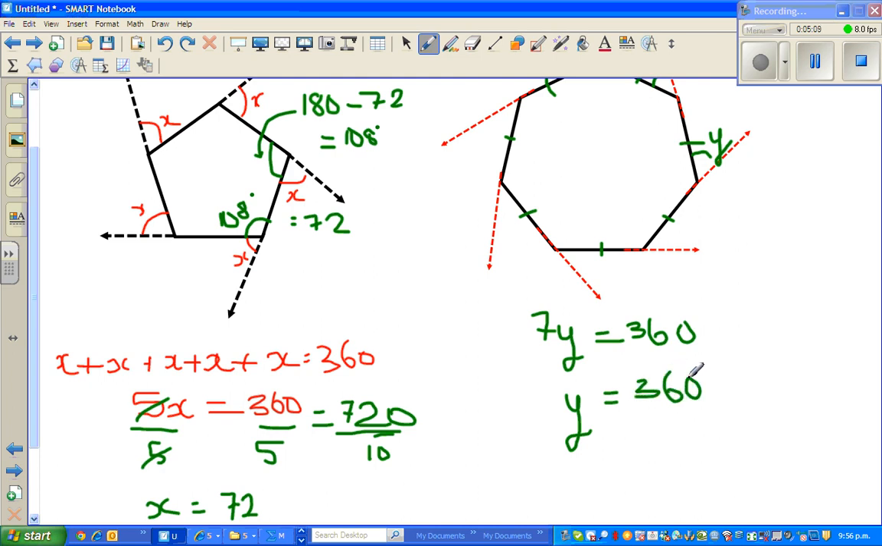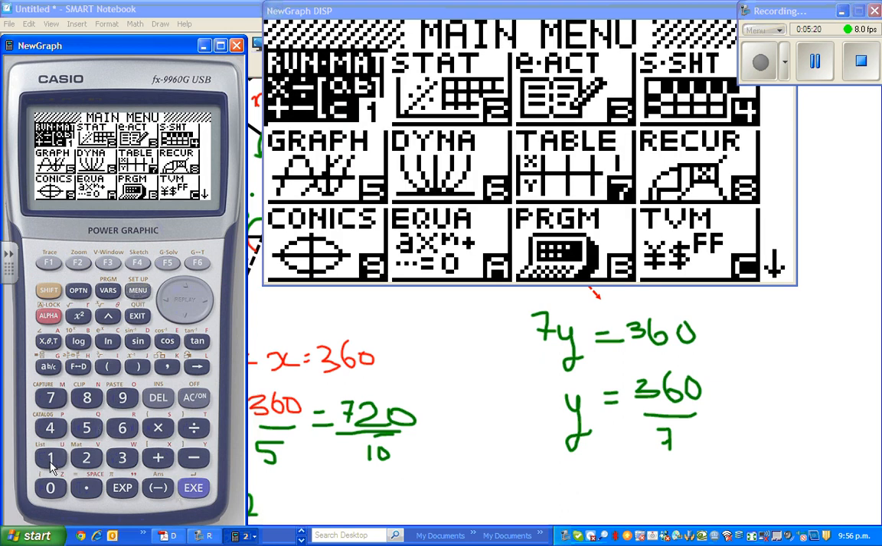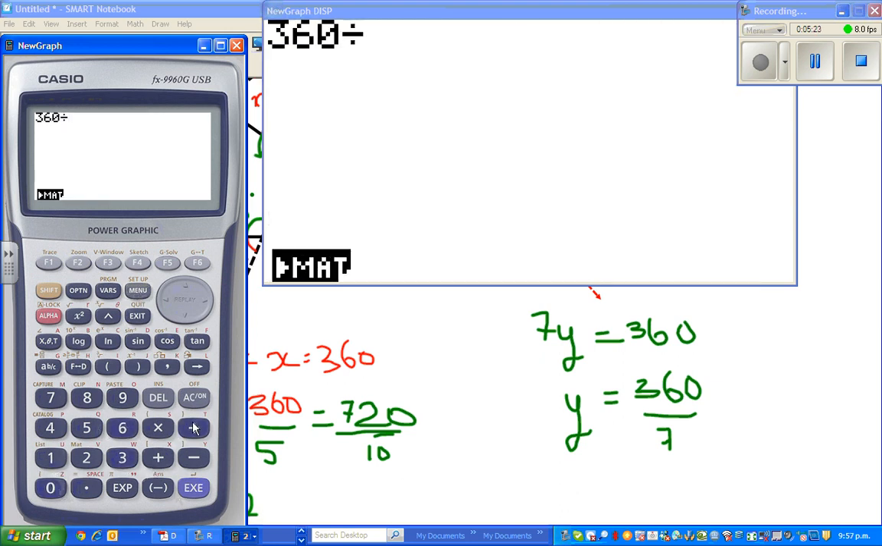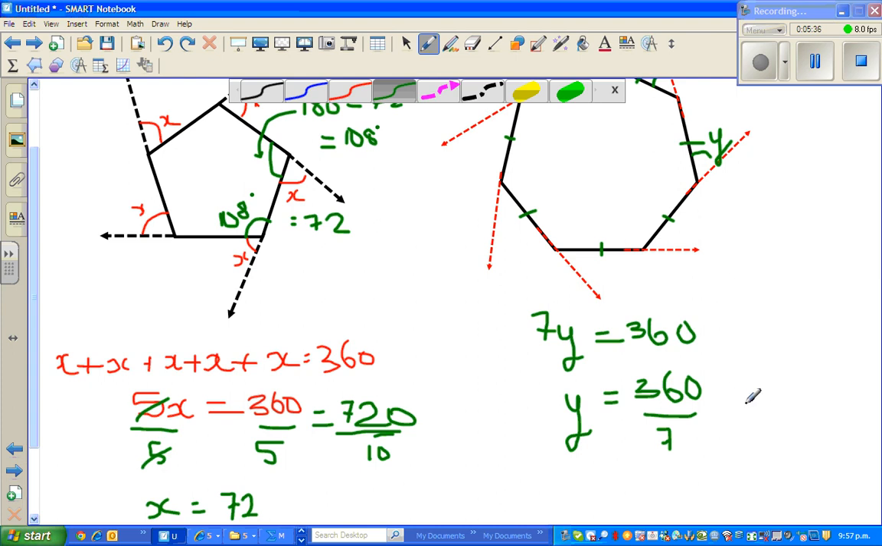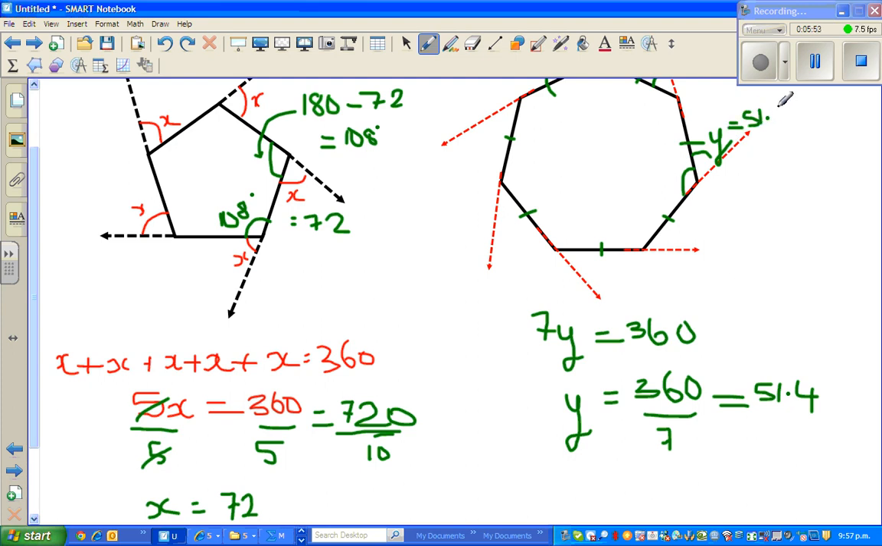Now 360 divided by 7 would not be a neat number, so I'm going to use a calculator. So let me open up my calculator. 360 divided by 7, not a very good number, 51 point, this ugly number. Okay, so let us say this is 51.4 degrees, rounding to one decimal point. So this is 51.4, this would be this angle, rounded to 1 dp, or 1 decimal point.